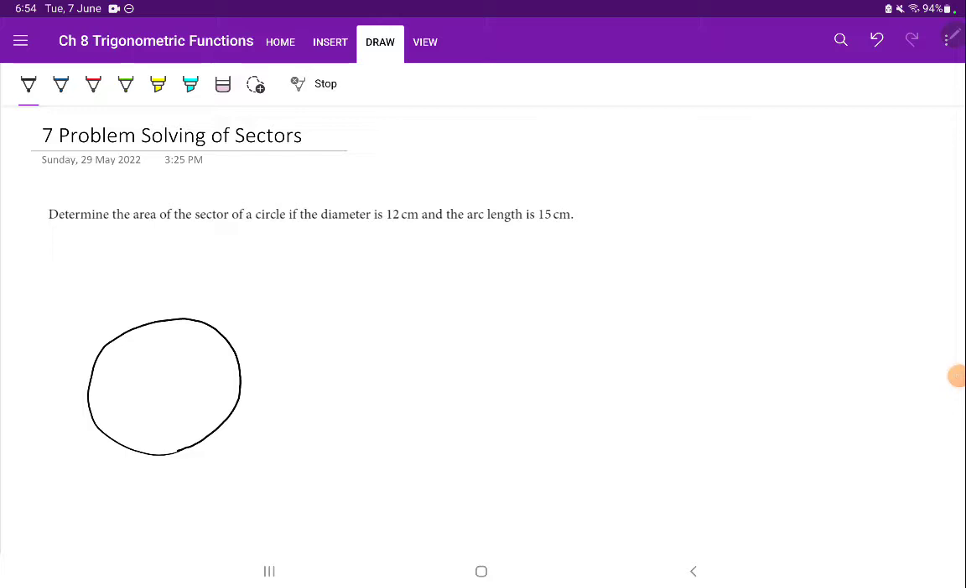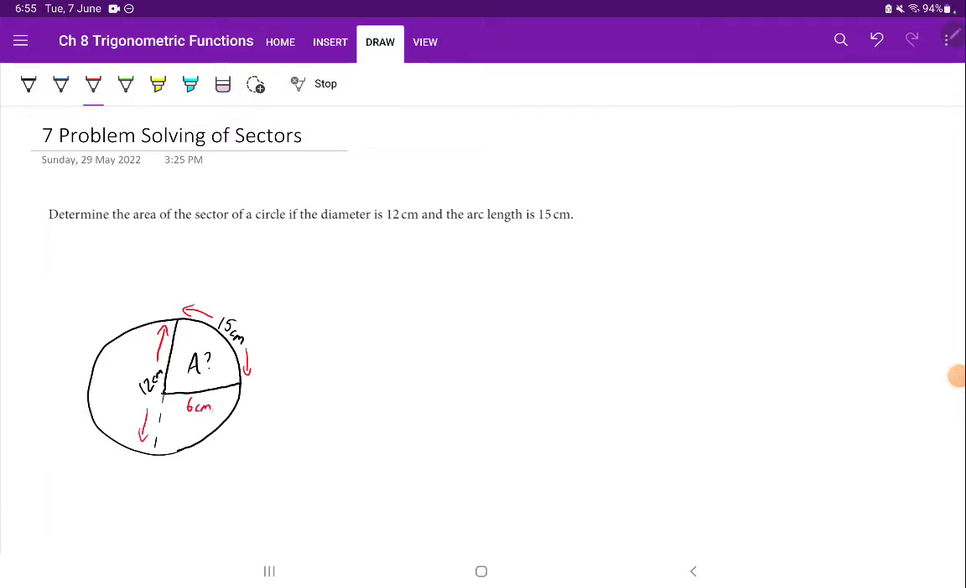So we've got a circle and we're interested in some sector of that circle. That's the one we want to find. Now we've been given not the radius but the diameter. We know that the whole diameter is 12 centimeters. And we've been told that the arc length is 15 centimeters. So that's this distance here. And this distance here. Well, if we know that 12 centimeters is the diameter, we actually know the radius.